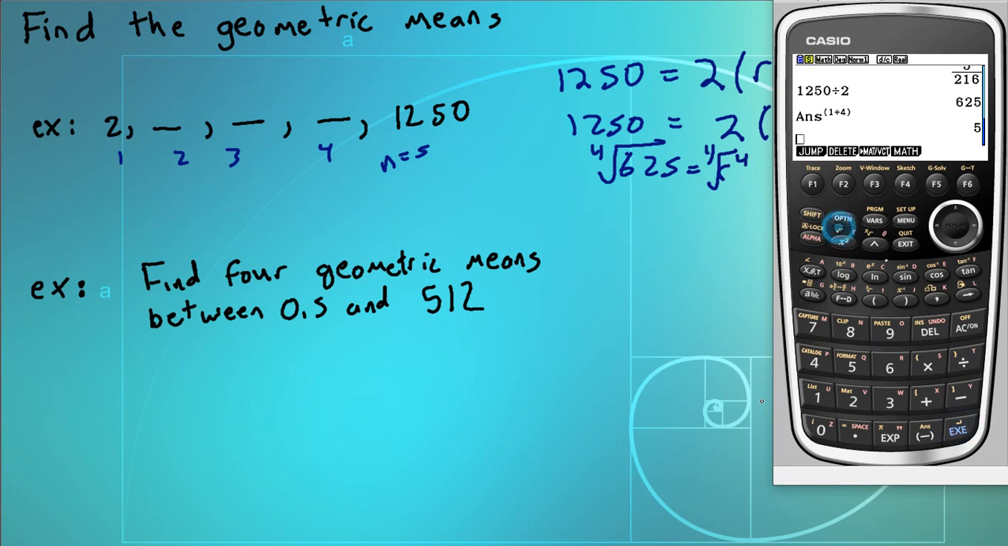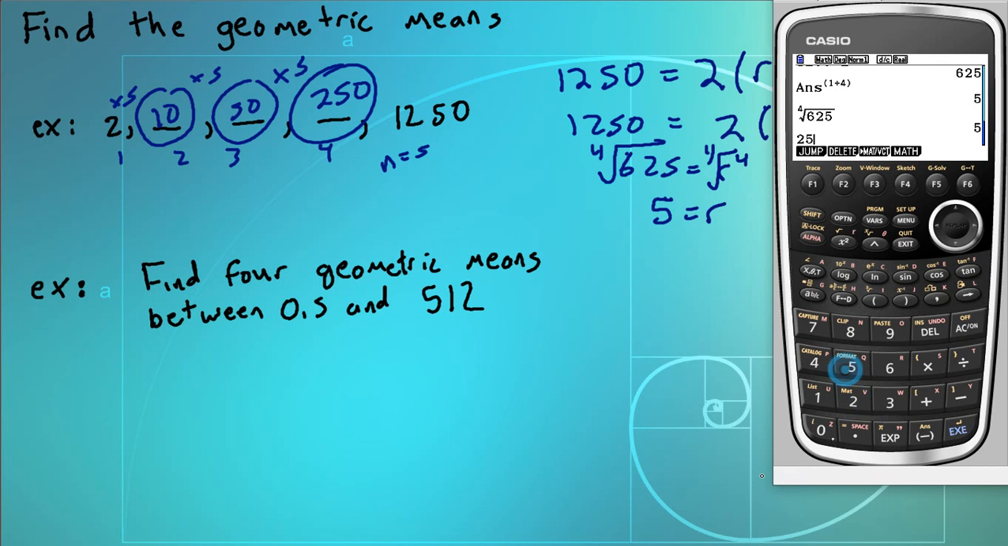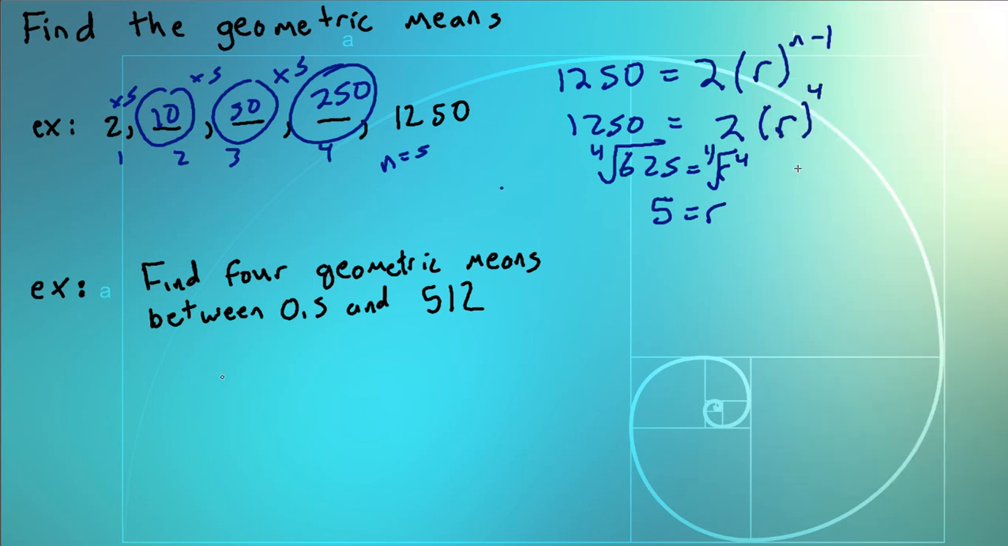Some calculators have that key, in which case we could put a 4 right here, and on the inside do our 625. We'll get the same thing, 5. So our ratio is 5. So times 5 right here gives us 10. Times 5 gives us 50. Times 5 gives us 250. And just to verify, if I do 250 times 5, make sure we did it right. All right, 1,250, so that's good.